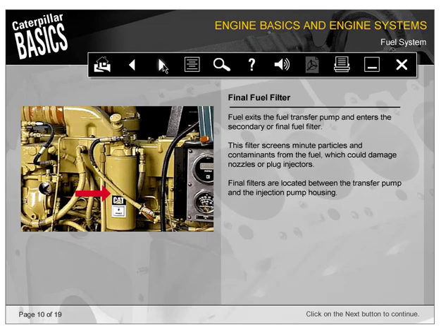Fuel exits the fuel transfer pump and enters the secondary or final fuel filter. This filter screens minute particles and contaminants from the fuel, which could damage nozzles or plug injectors. Final filters are located between the transfer pump and the injection pump housing.